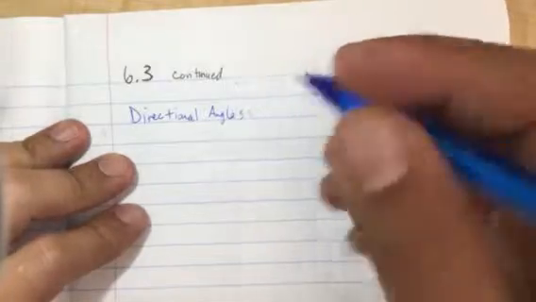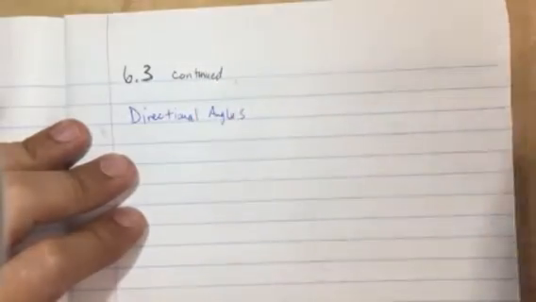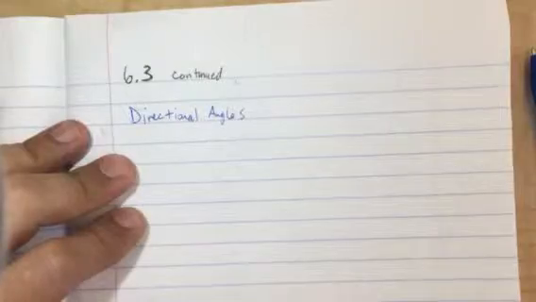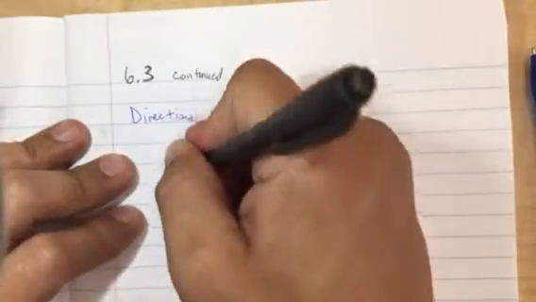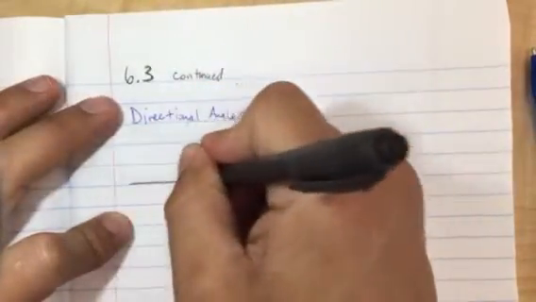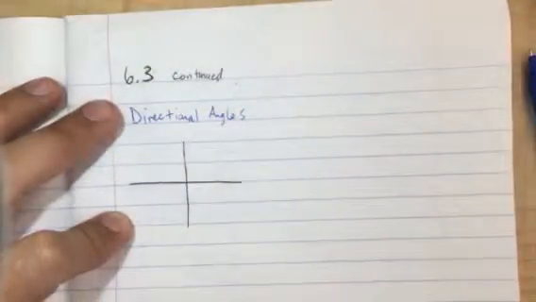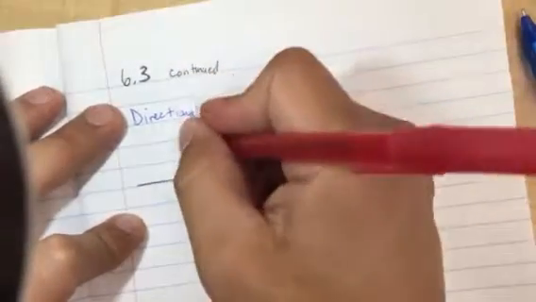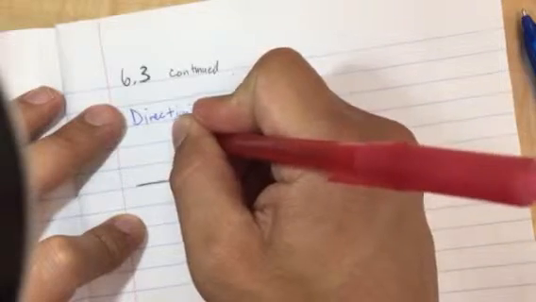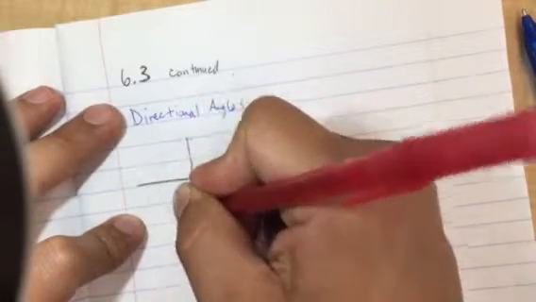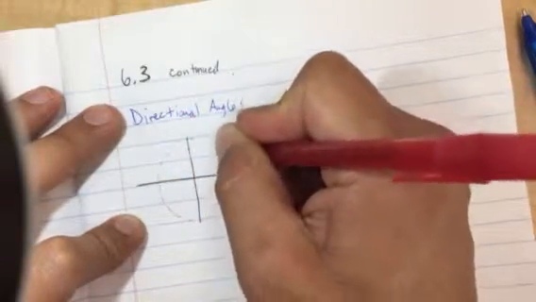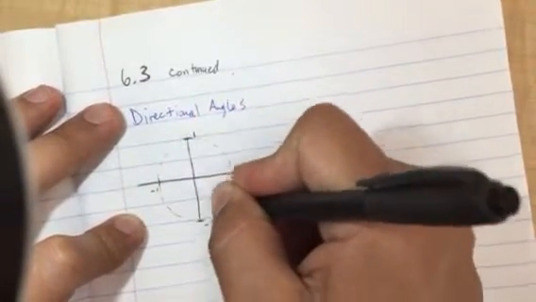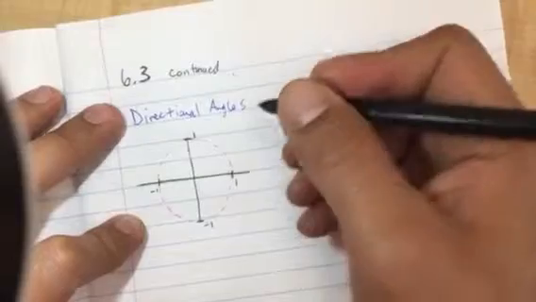direction of the vector. So for example, let's go ahead and start by drawing the unit circle so that we can see what we're going to be talking about. So if we draw the unit circle, let's say this is a unit circle. It's going to be at 1, -1, -1, and 1 over here.